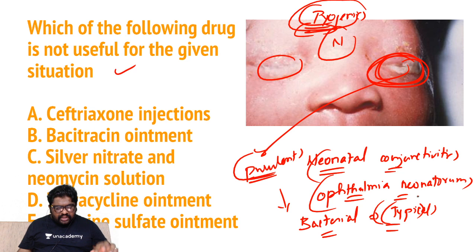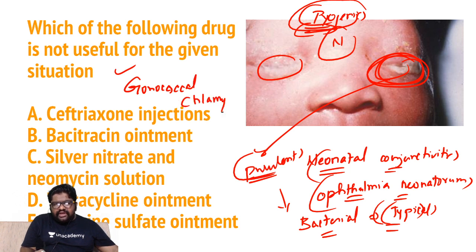Can you give me two organisms who can mimic or who can cause ophthalmia neonatorum? Excellent. So you are speaking about gonococcus and chlamydia. Very good answer. It can either be a gonococcal infection or it can be a chlamydial infection.